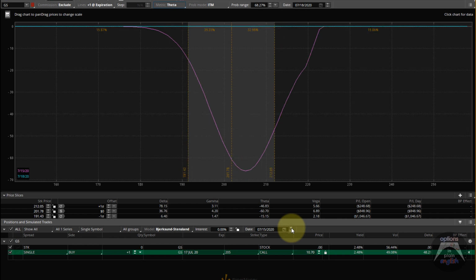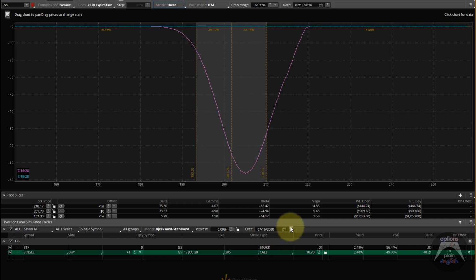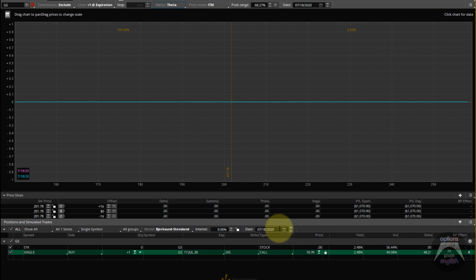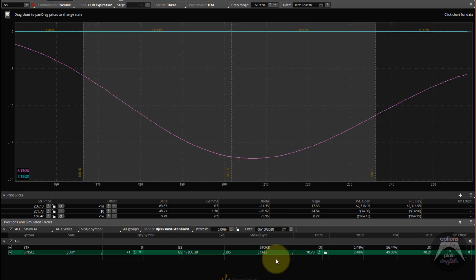Until on the 17th, we are on the 15th. On the 17th, this is where it peaks, right at the money. And then it ceases to exist. So this is more or less how theta works.